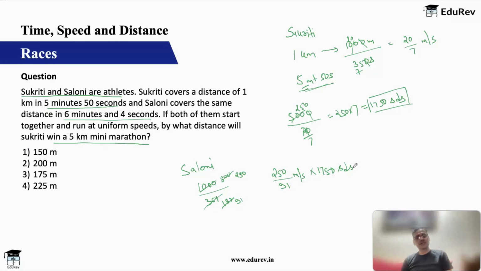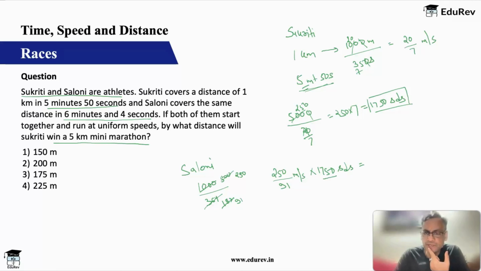And this is the distance that she will cover. Right. Now 1750, 91, I don't think they are multiples, right? 91, 910, 1820. So they are not multiples. So this will be a bit complicated calculation. You can use a calculator to do this, but we will try to do it manually.